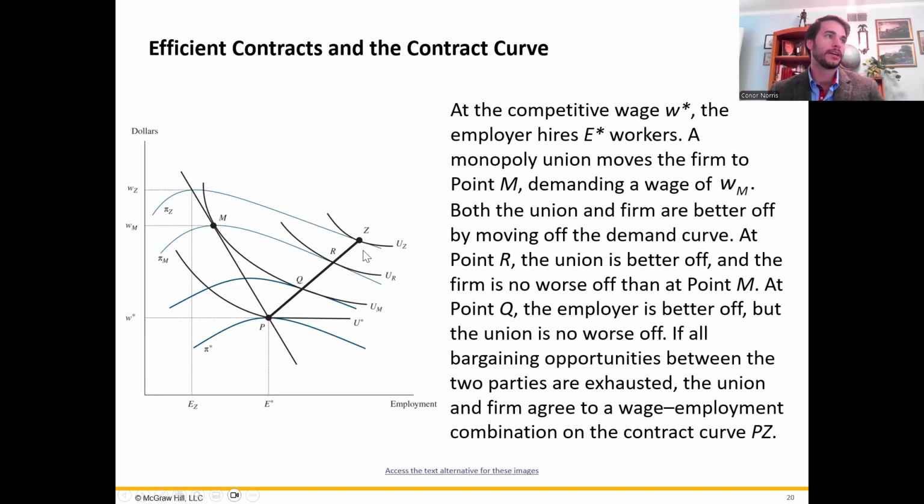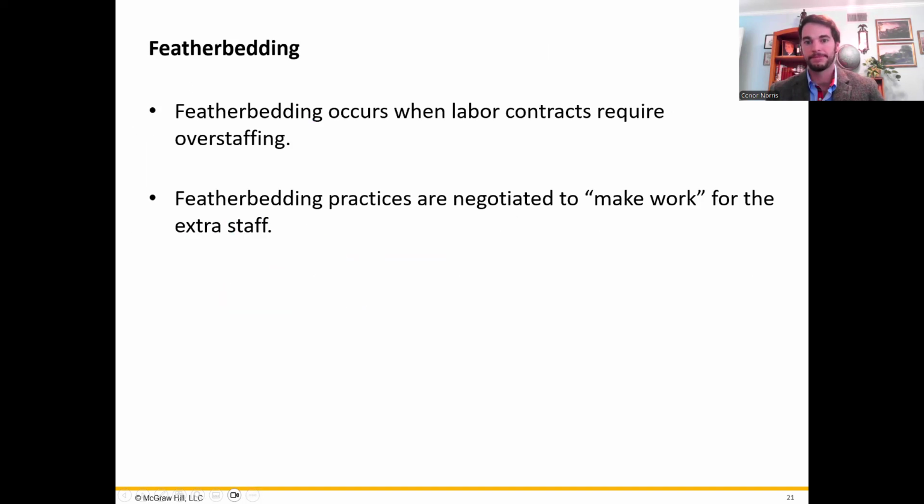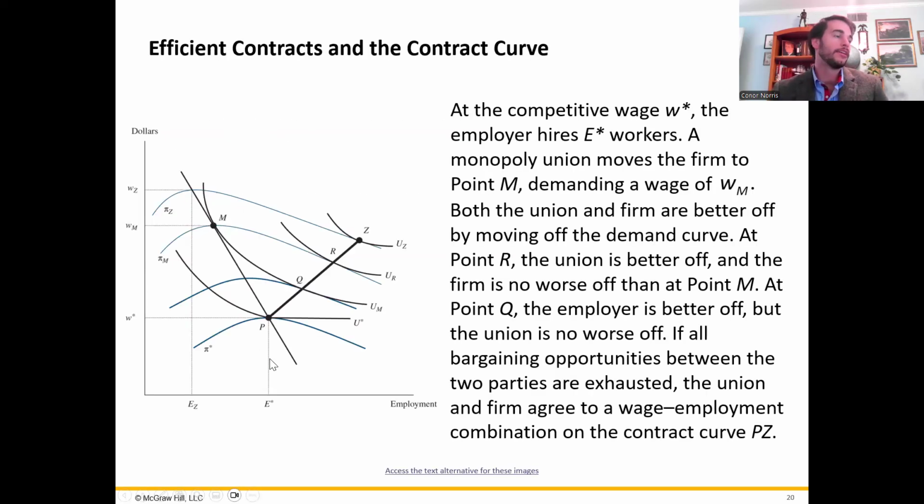So any wage employment combination along this line is called an efficient contract. Now, if the firm and union agree on that efficient contract, then the employment level is going to increase. So note that the agreement is to the right of the original demand curve. So going back, the original demand curve is here. The employment levels are going to be somewhere out here. So it's greater than we initially saw, either with our simple supply and demand model with no union involvement or with the monopoly union with the negotiation.